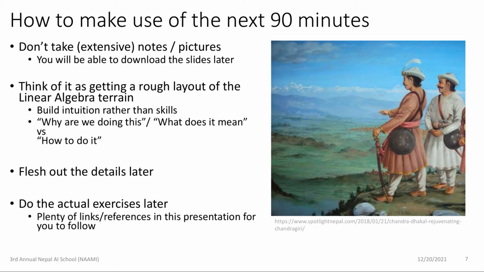Ask very fundamental questions rather than try to solve complicated problems. More like, why are we doing this? What does it really mean versus how to do something? When we say dot products, we all know how to do dot products, but what does it really mean? Why are we doing this? What kind of implications does it have? That's the kind of thing I would like to give in this lecture. It's okay if some of it is not very clear. There are still a lot of links in the slides so that you can follow on later.